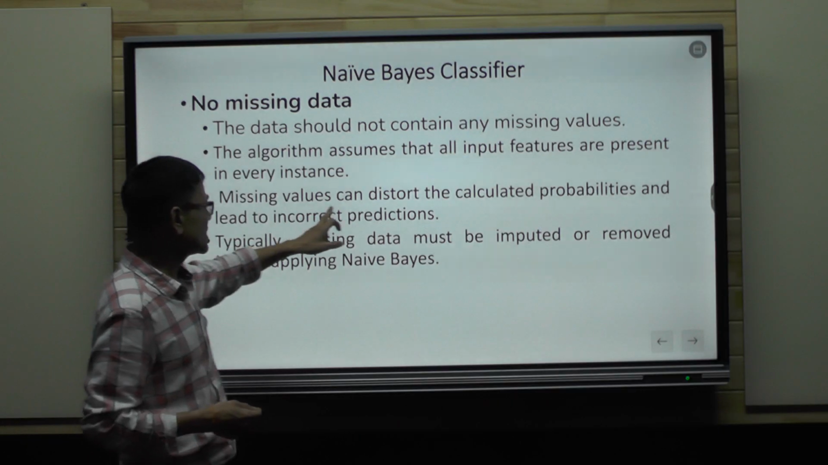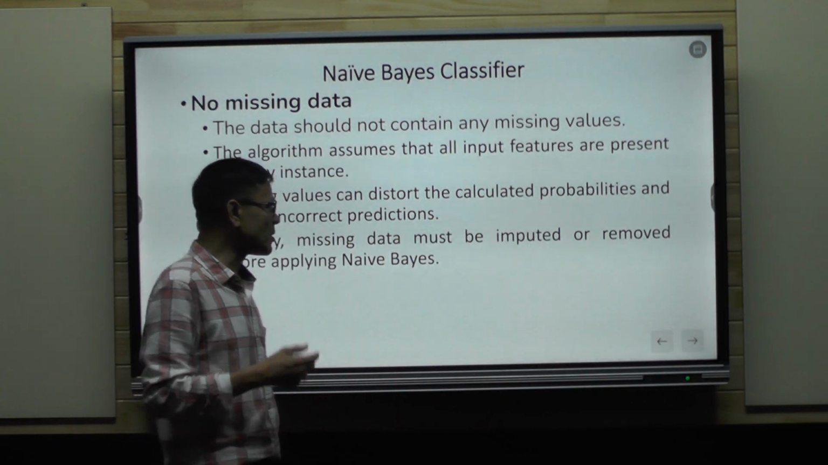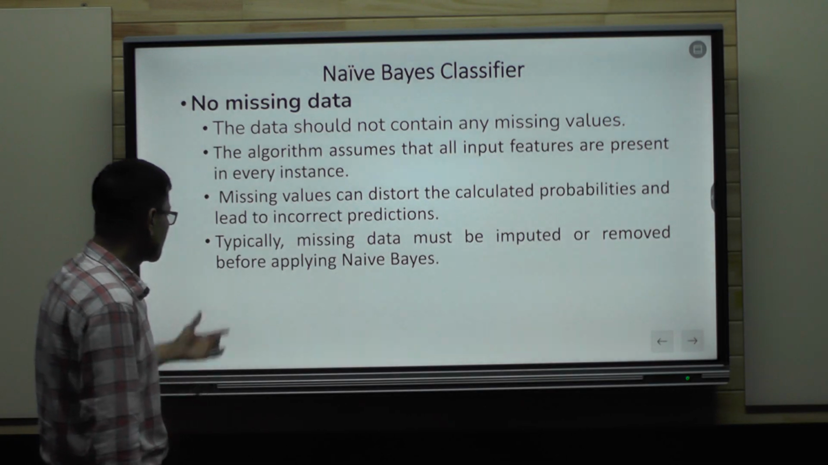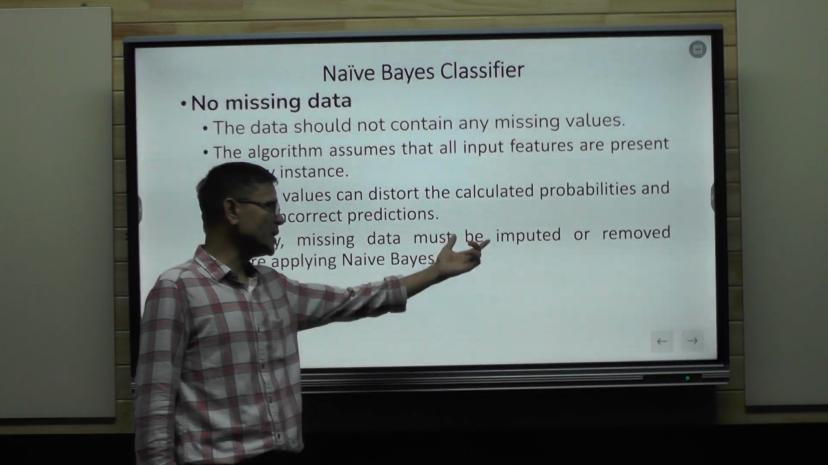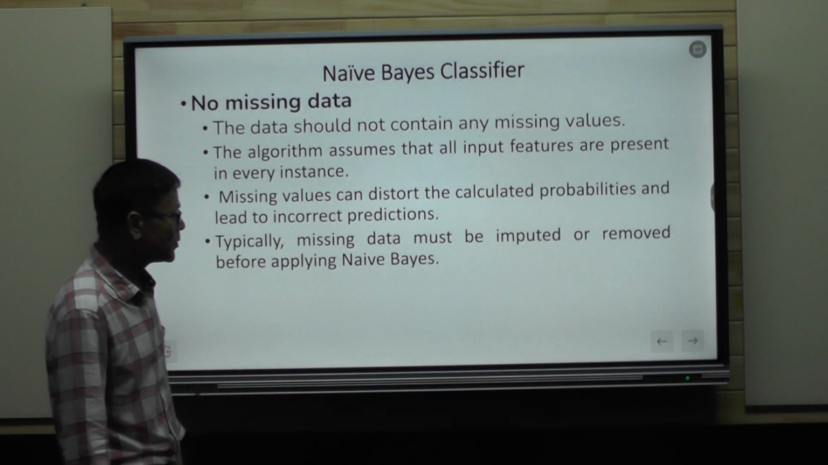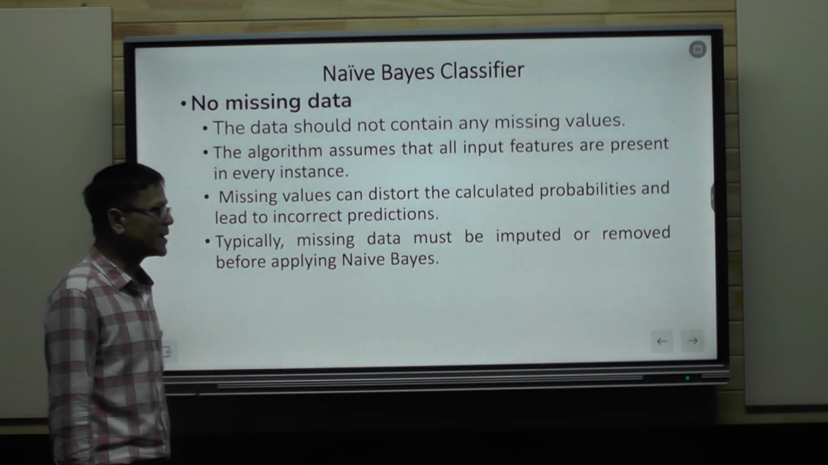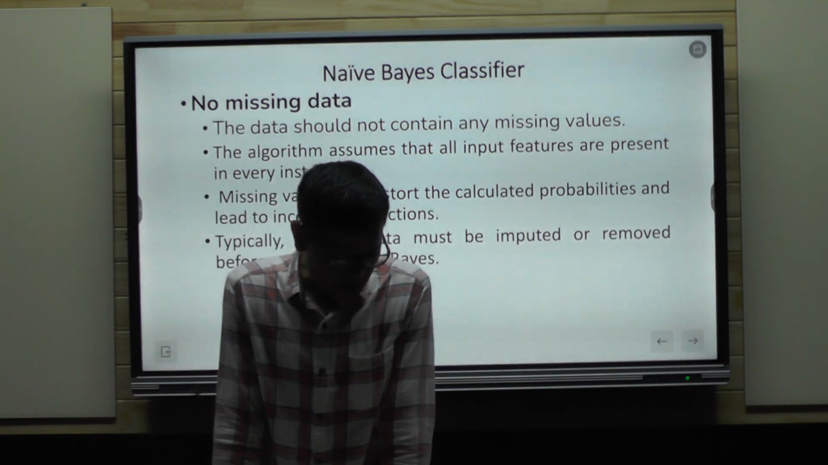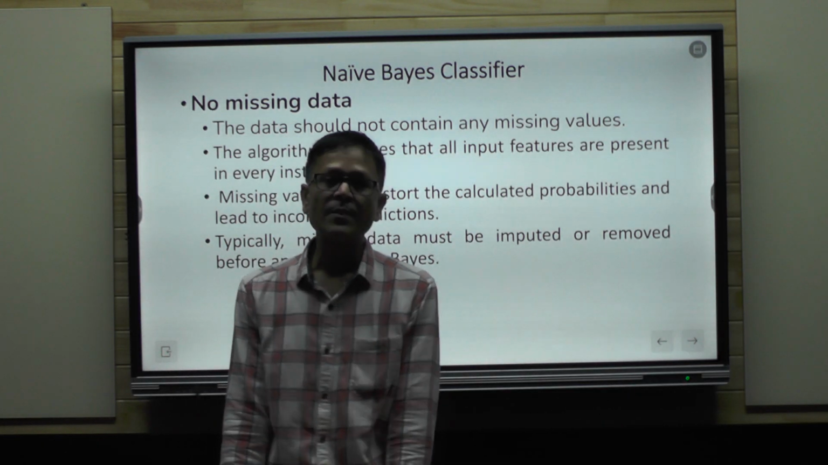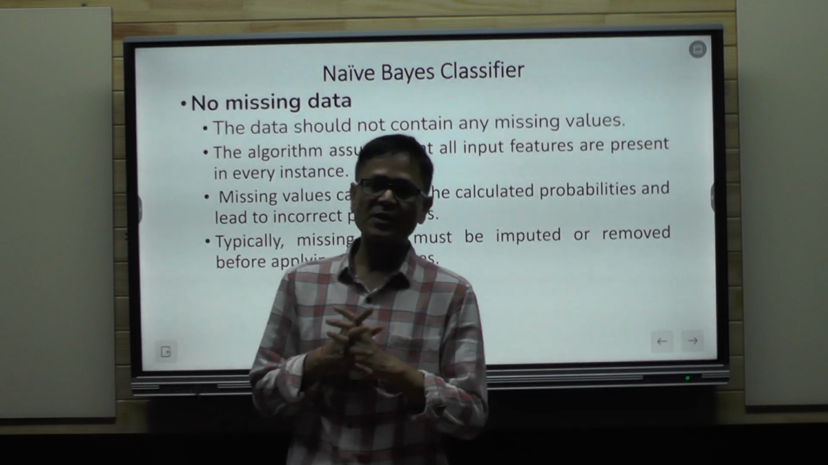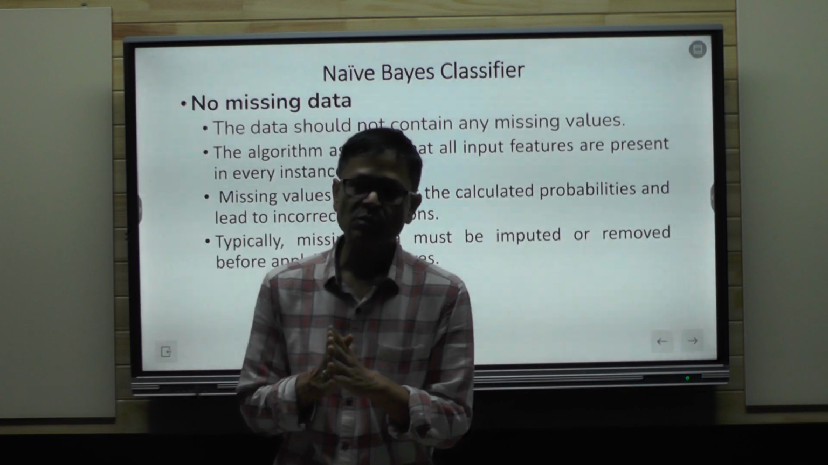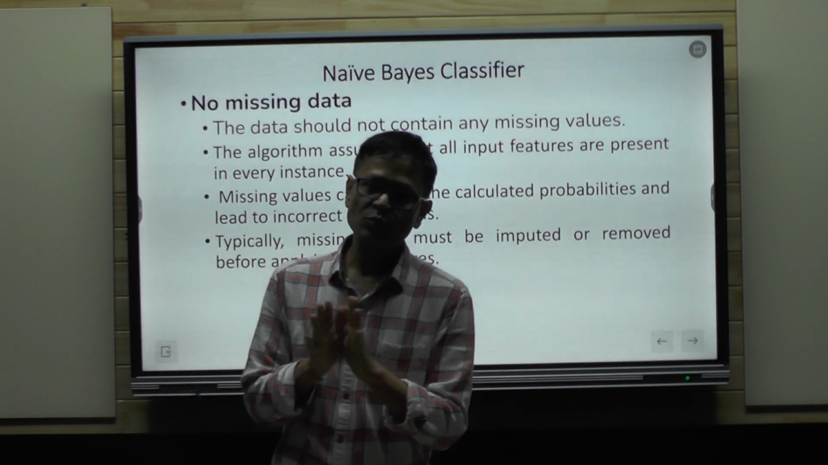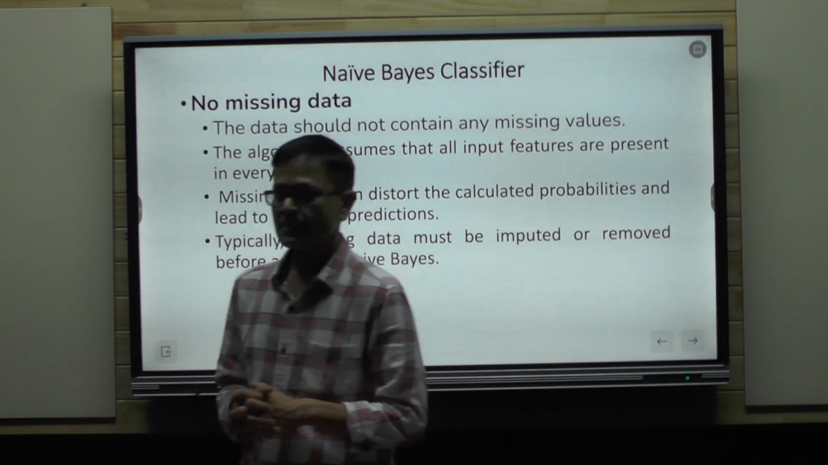The missing values can distort the calculation of probabilities and lead to incorrect predictions. Typically, missing data must be imputed or removed before applying naive Bayes. That is, if you are using naive Bayes over a certain data set, then you have to remove the missing values or substitute them in the pre-processing phase only. Okay?